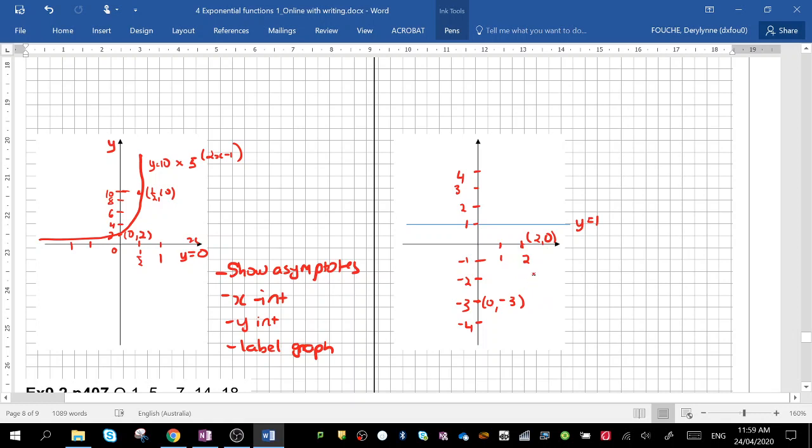Now I'm going to need to draw a smooth curve through those points, making sure that I have an exponential shape. And you do not cross your asymptote. And then we label our graph. Y equals, what was it? 1 minus 4 times 2 to the negative x.